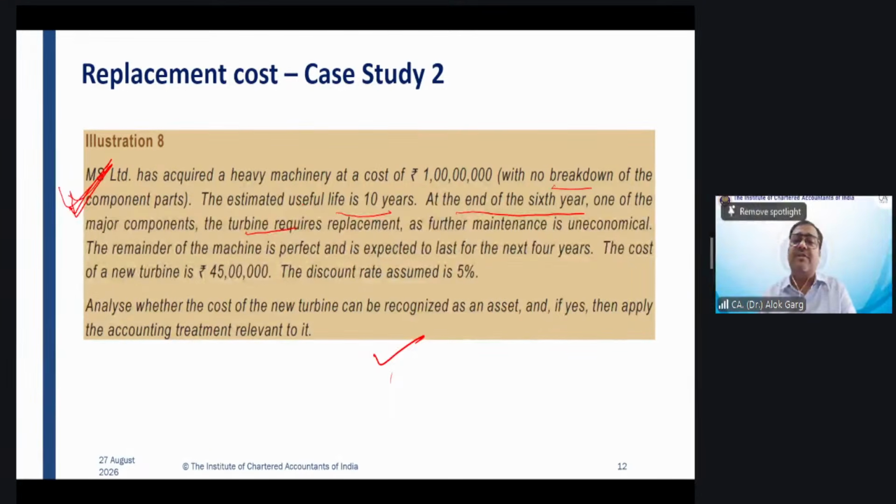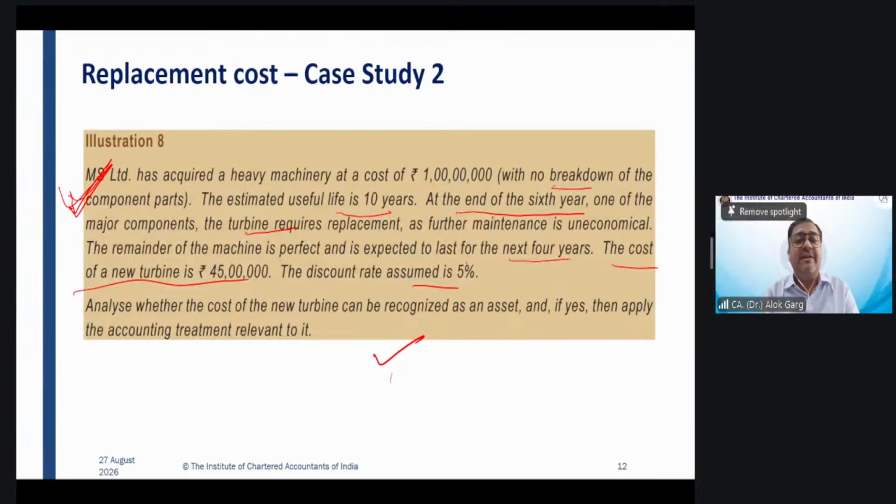The remainder of the machine is perfect, except for the turbine, and is expected to last for the next 4 years. Other than the turbine, the machine is perfect and can run for the next 4 years. 6 years have already gone and the total life was 10 years. So if the turbine is replaced, this machine will run for the next 4 years as well. The cost of the new turbine is 45 lakh.